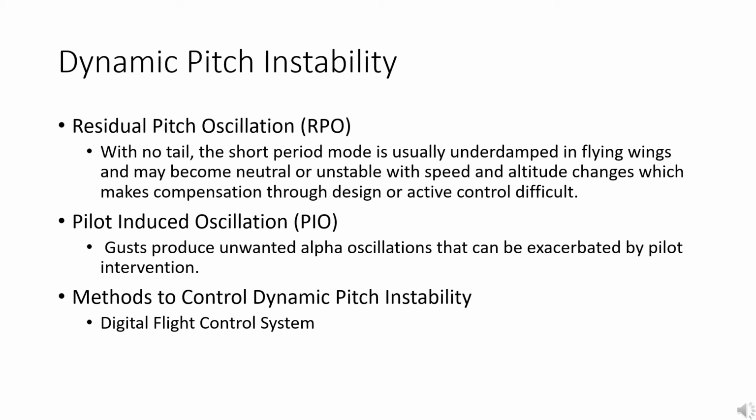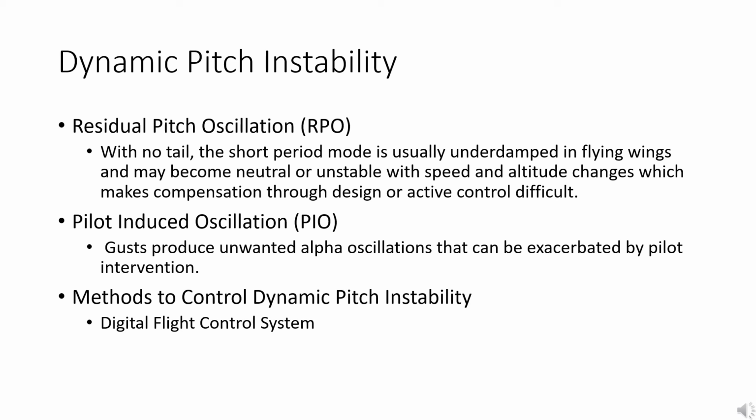The second drawback of flying wings that I'll talk about is the inherent dynamic pitch instability. Both the short and long period modes are usually underdamped in certain flight conditions and could be unstable in other flight conditions. Another aspect of the short period mode that the flying wings exhibit is a susceptibility to angle of attack oscillations after a gust. If an untrained pilot tries to correct this oscillation, he or she could actually induce larger oscillations or, in a worst case scenario, divergence from controlled flight. This phenomenon is called pilot-induced oscillation.